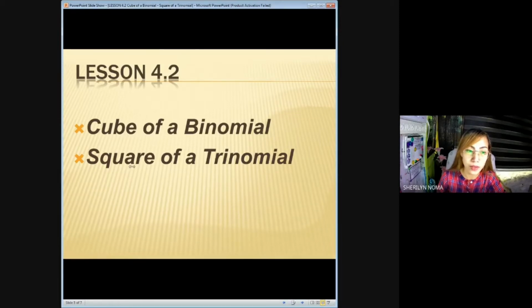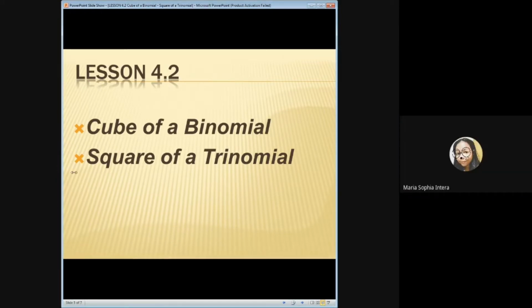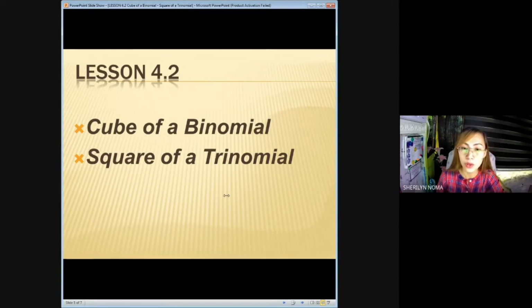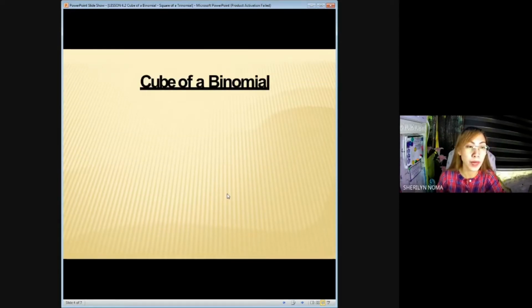2. Okay, very good. So, next is the square of a trinomial. Of course, you already know that the square is raised to 2. Okay, and then for the trinomial, how many terms do we have? 3 po. 3. Okay. So, let us have first the cube of binomial.